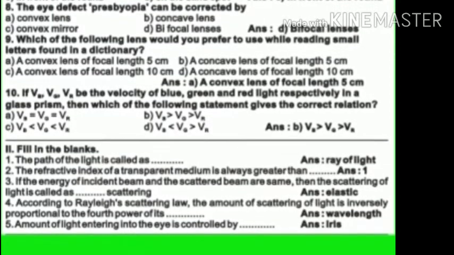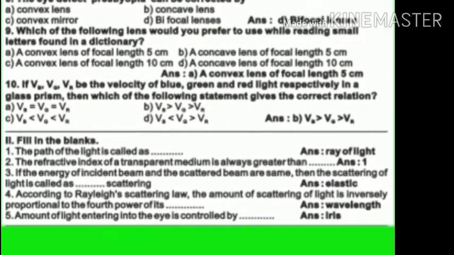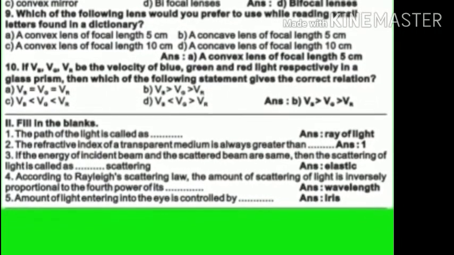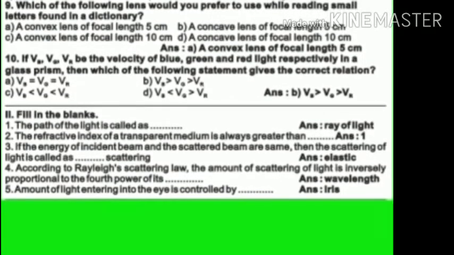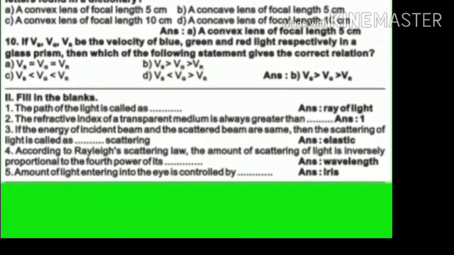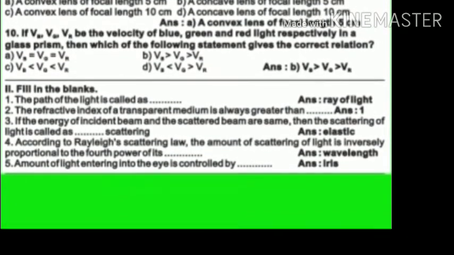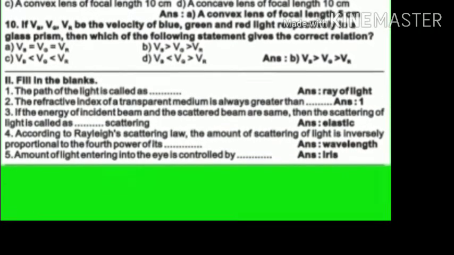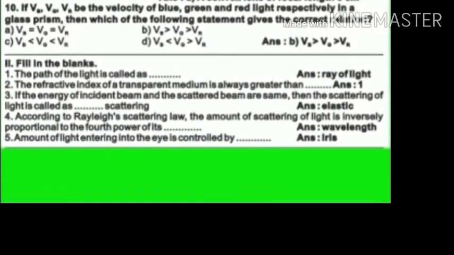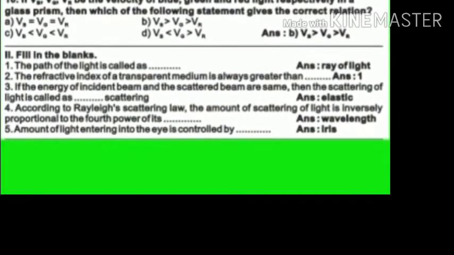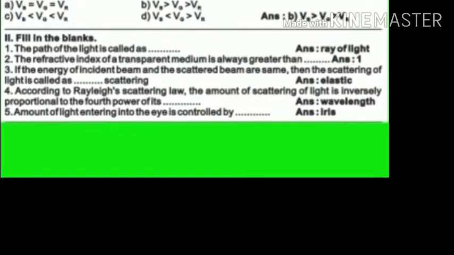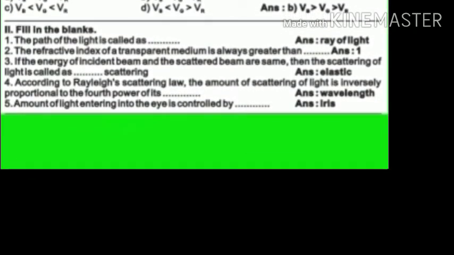Now let's enter into the fill in the blanks. The path of the light is called as dash, ray of light. The refractive index of a transparent medium is always greater than dash, 1. If the energy of the incident beam and the scattered beam are the same, then the scattering of light is called dash scattering. Elastic. According to Rayleigh's scattering law, the amount of scattering of light is inversely proportional to the fourth power of its dash, wavelength. Amount of light entering into the eye is controlled by dash, iris.